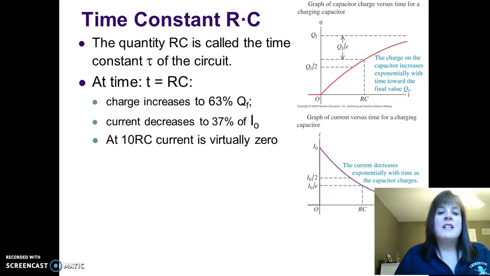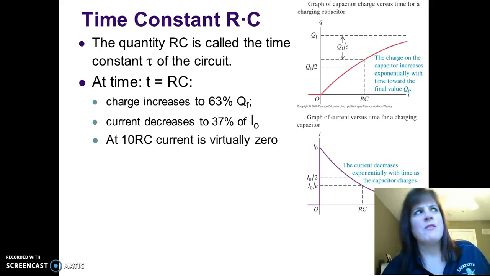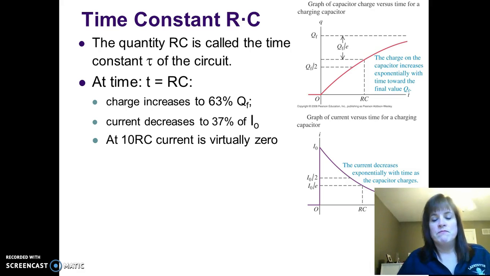When I get to a time of 10 times the time constant, then current is virtually 0. I mean, it's like 0.000000045 or something like that of the initial. So almost 0.